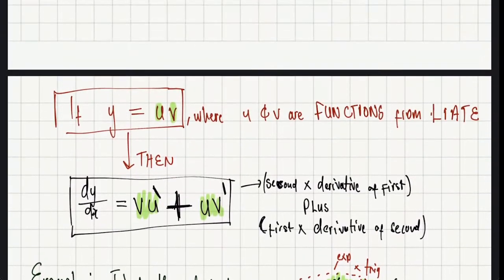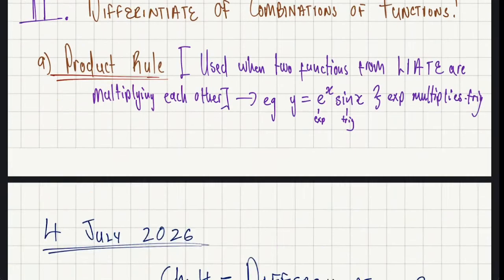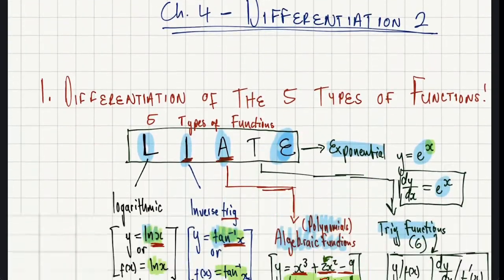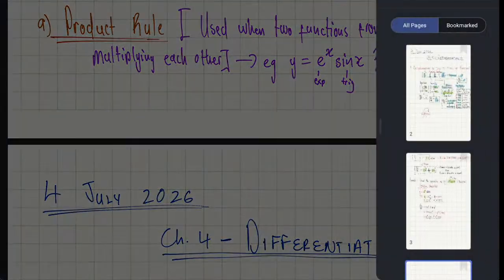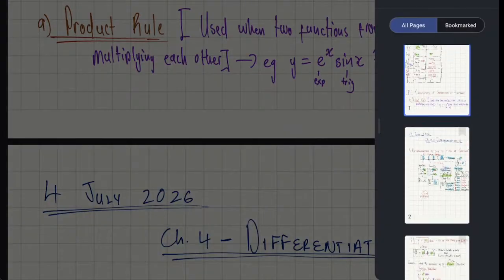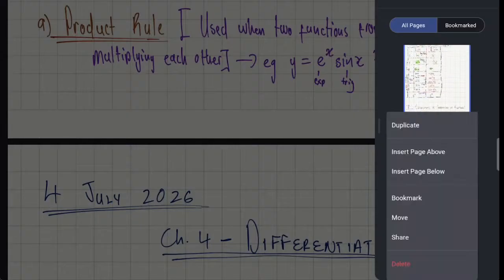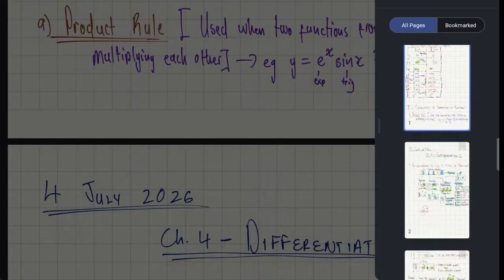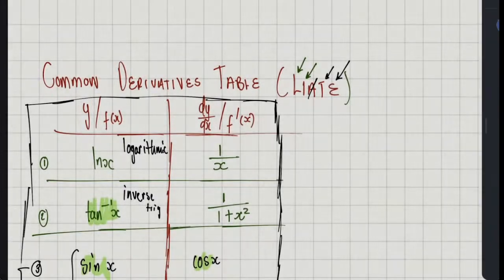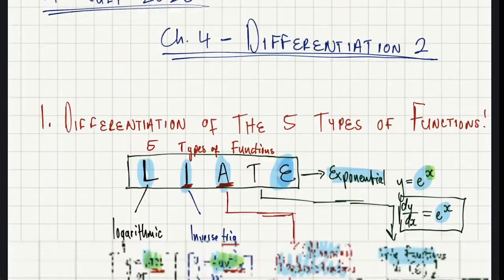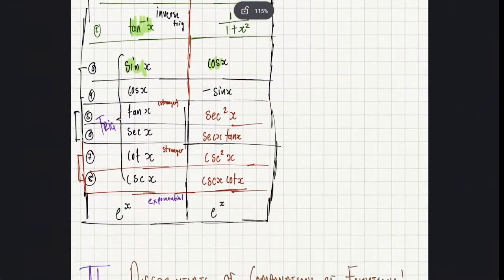What happens when you combine functions? Why did the pages get mixed up? I'm not sure why the pages are mixed up. Let me fix the pages, sorry. Should be like this. So this is the table which we'll have in the exam.